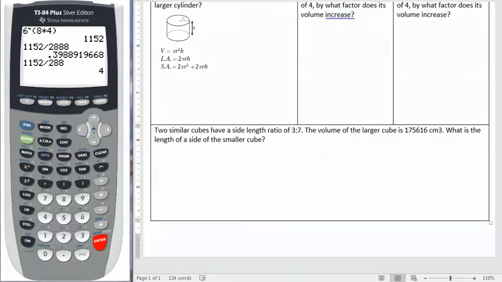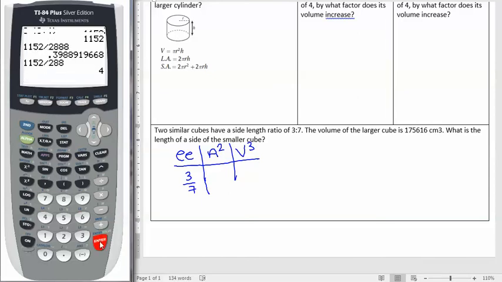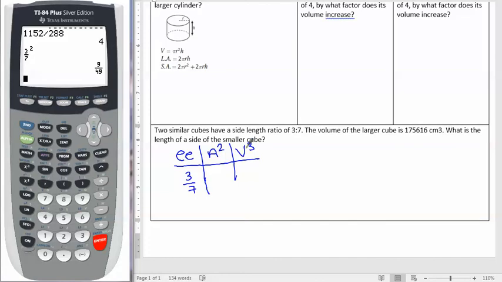So let's look at the last problem. It says 2 similar cubes have a side length of 3 to 7. Well, generally when I do this, no matter what, I'm going to make my chart, just because I like to remember it and I like to see it there. So 3 to 7, I'm going to do this in my calculator just to show you how, again. I'm going to do 3 to 7, and I'm going to square it. When I square it, I get 9 over 49.